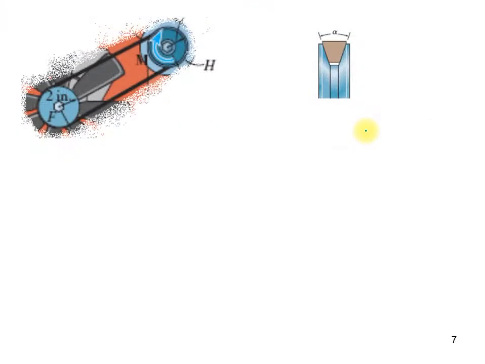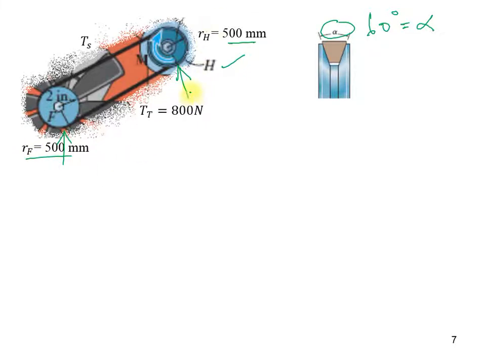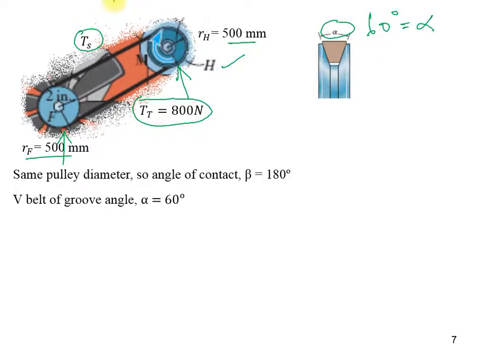Okay, let's simplify the diagram over here. This is pulley H, and the pulleys have the same diameter. Given just now, the groove angle is 60 degrees, which is alpha. The pulley radius is 500 mm, and this side is also 500 mm. The maximum tension of the tight side is 800, as given, and we don't know TS, the slack side. Since the pulley diameters are the same, the angle of contact beta is 180 degrees.